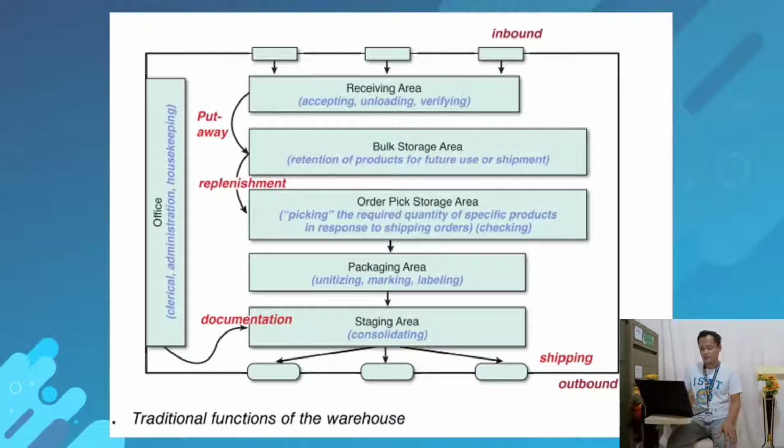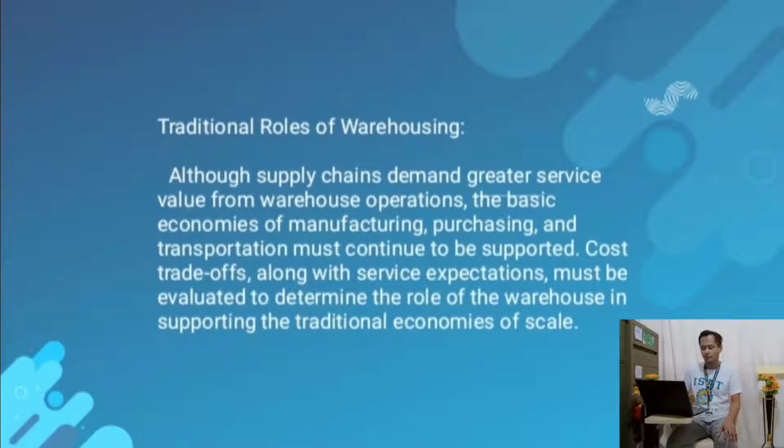So we have the traditional functions of the warehouse. You can see on the slides, we have the traditional roles of warehousing. Although supply chains demand greater service value from warehouse operations, the basic economies of manufacturing, purchasing, and transportation must continue to be supported. Cost trade-off along with service expectations must be evaluated to determine the role of the warehouse in supporting the traditional economies of scale.